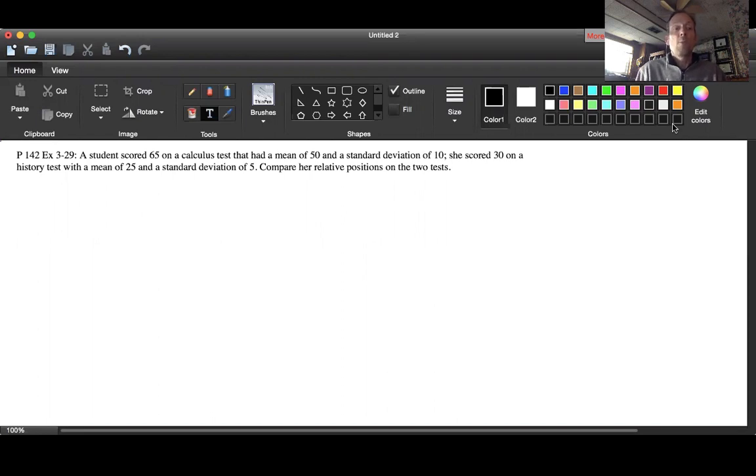Okay, so it looks like what's happening is we have a student who takes two different tests, a calculus test and a history test. We have to figure out, based on knowing the average and the standard deviation on both tests and their scores for both tests, which one they actually did better on. So I'm going to start by taking all the numbers that they gave me and write them down on the screen here.